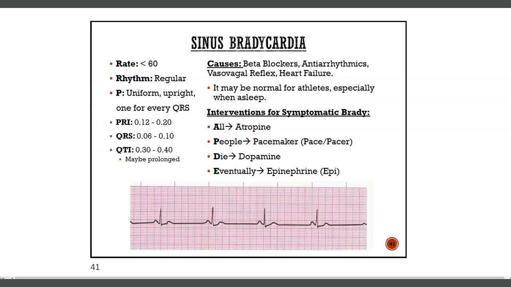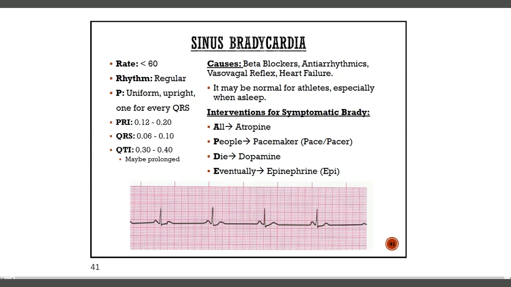Common causes of sinus bradycardia would be beta blockers, antiarrhythmics that slow down the heart rate, vasovagal reflex, heart failure, and know that this may be normal for athletes, especially if their cardiovascular conditioning is really good. Some people who are really athletic and fit, their heart rate runs in the 40s and 50s normally, especially when they're asleep. So again, although this is an abnormal rhythm, this may be normal for certain people.